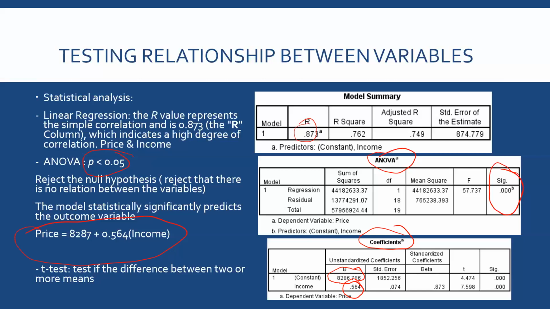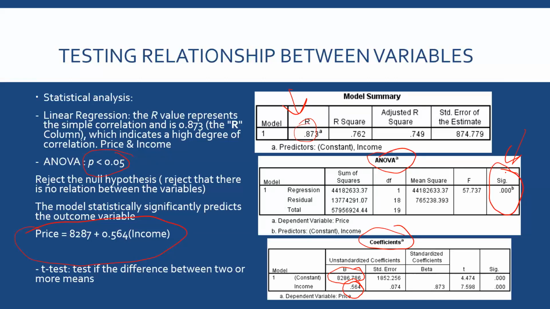So through the statistical tests such as linear regression and ANOVA, we were able to come up with an equation which will help us to predict the price based on the income. It will help us to see if there is a relationship between the price and the income based on the linear regression, based on the significance, based on the p-value, and therefore these are very helpful in the measurement phase.